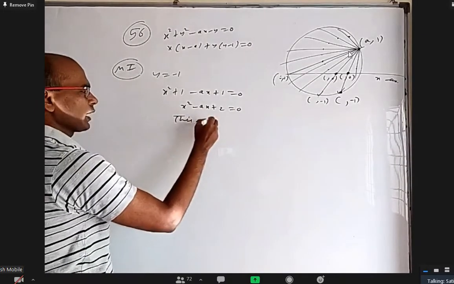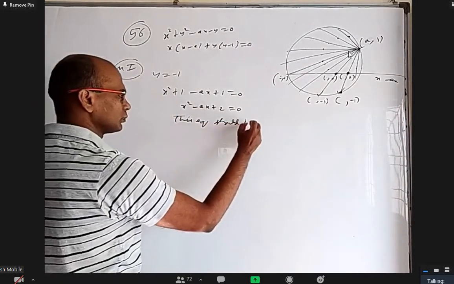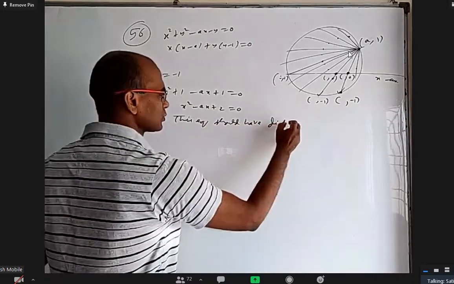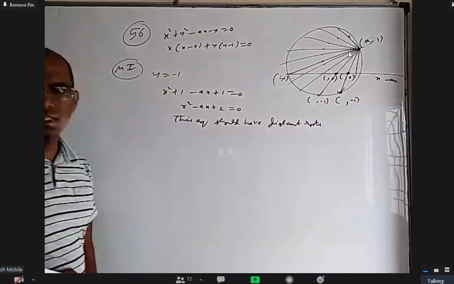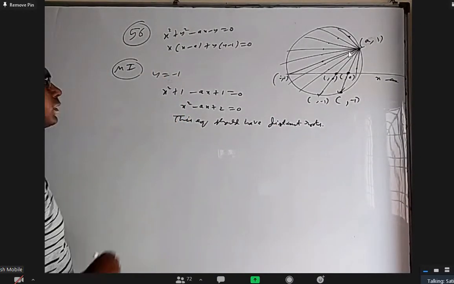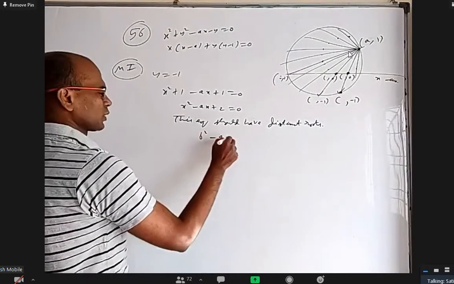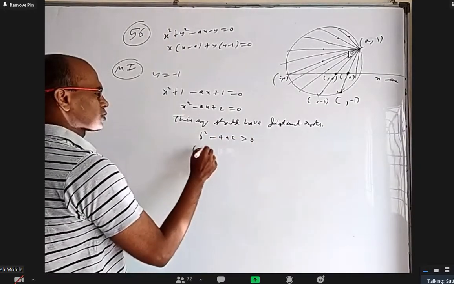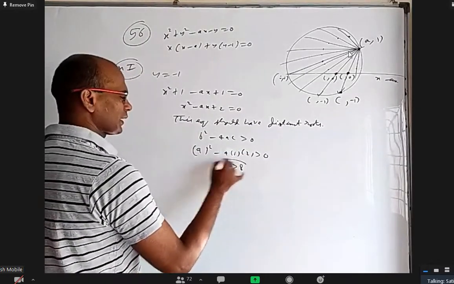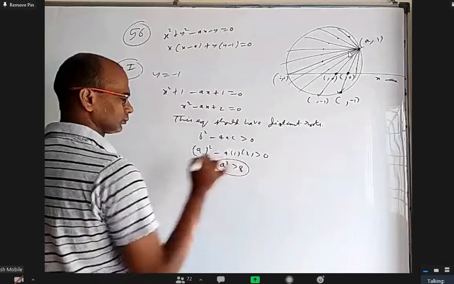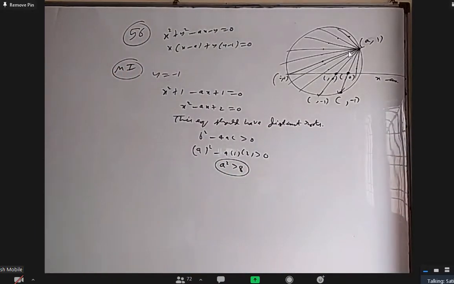This equation should have distinct roots. That means b square minus 4ac should be greater than 0. That is a whole square minus 4 into 1 into 2 should be greater than 0. So a square should be greater than 8. That's the condition. Okay, is everybody clear about the question and solution? I'm ready to explain once again if somebody wants. Understood.